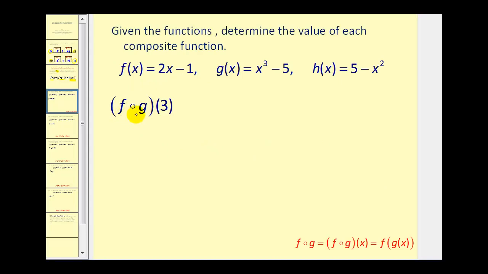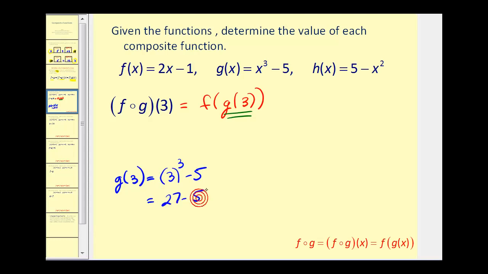If we want to evaluate f of g of 3, this is going to be equal to f of g of 3 written this way. And so this tells us that we will find the value of g of 3 first, and that result will be the input into f. So let's go down here on the side and find g of 3. G of 3 will equal 3 cubed minus 5. Well, that'll be 27 minus 5, which is equal to 22. Since g of 3 is equal to 22, this just becomes f of 22. We found g of 3, and it was equal to 22.